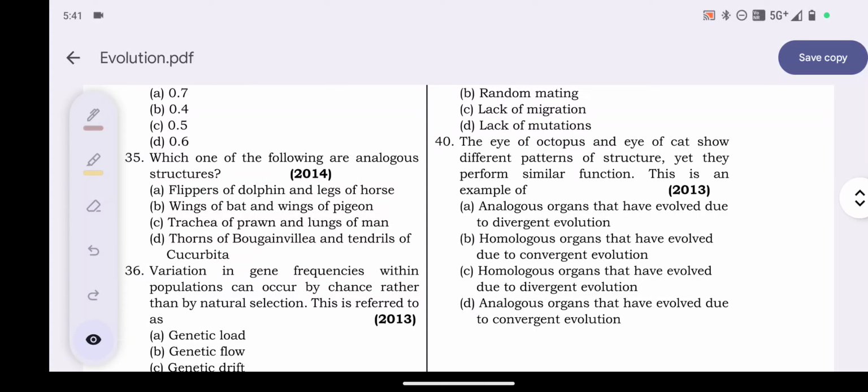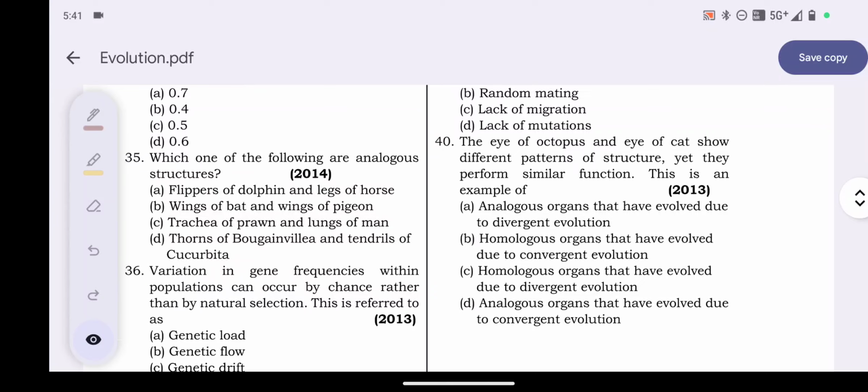Now the last question of this chapter. The eye of octopus and eye of cat show different patterns of structure, yet they perform similar functions. This is an example of eye of octopus, eye of cat.